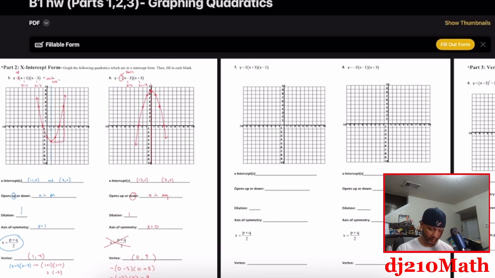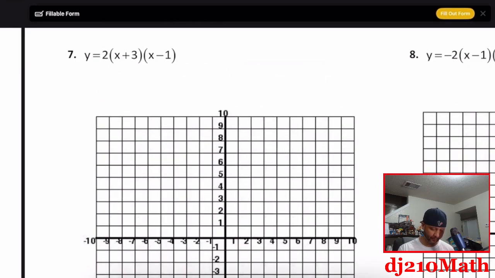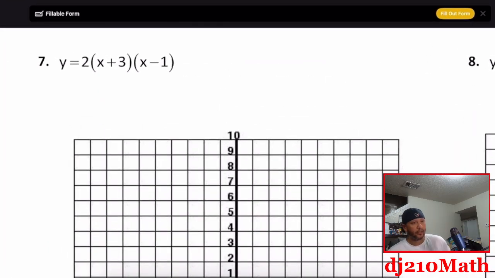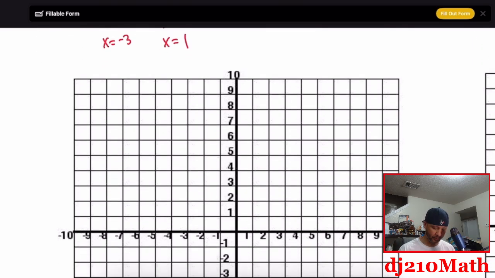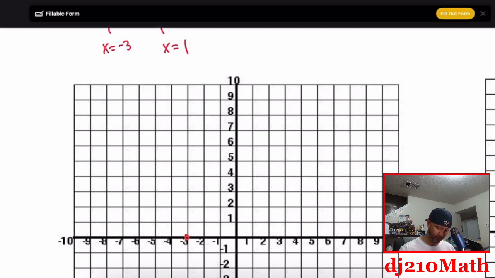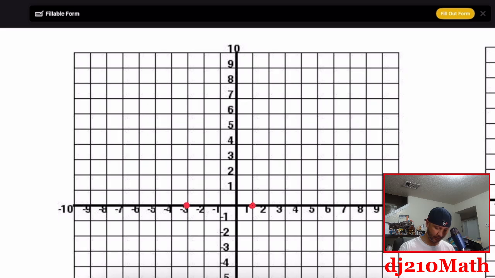All right, let's do another one. Keep it rocking. Okay, A is 2. This tells me it opens up. X equals negative 3, x equals 1. So you just flip the numbers real quick. Negative 3, positive 1. Right away, I know the axis of symmetry. Visually, I can see that it's exactly in the middle. So x equals negative 1.